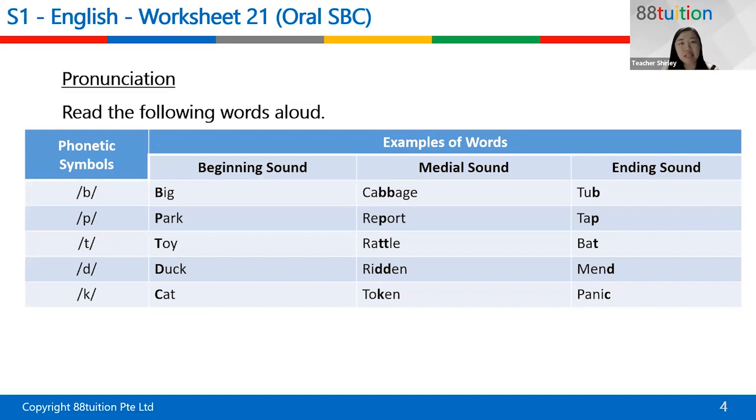So what do we mean by beginning, middle, and ending sound? In terms of pronunciation, you need to make sure, for example, the phonetic symbol b, this sound b can be at the beginning of a word, it can be in the middle of the word, or it can be at the ending. So for example, big, right? The b sound is at the start, cabbage, and then your tub. A lot of people say tap, tap, tap. Make sure you emphasize the b sound, tub.